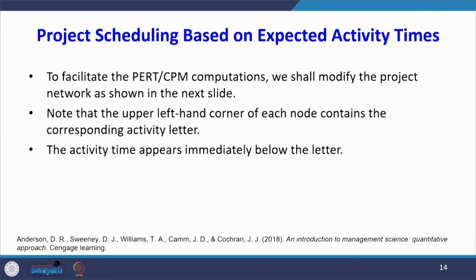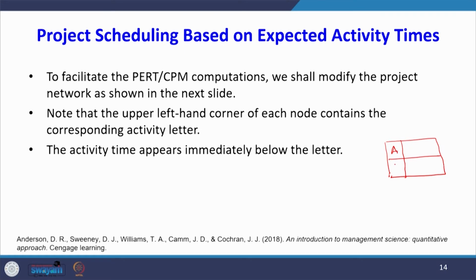Project scheduling based on expected activity times. To facilitate the PERT and CPM computations, we shall modify the project network as shown in the next slide. Note that the upper left corner of each node contains the corresponding activity letter. So, what we are going to write? We are going to represent it like this. If I say A, the upper left-hand corner denotes the activity letter.